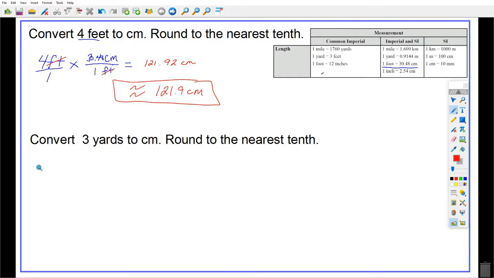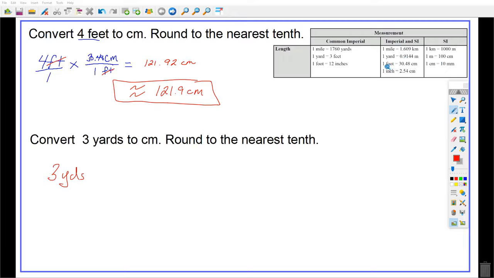Yards to centimeters, so same idea. We're going to start with 3 yards. And then I'm going to go over here and look, is there a conversion factor over here that tells us how to get from yards to centimeters? So I see yards here, but it's to meters, not to centimeters. So this is going to end up being a 2-step conversion.